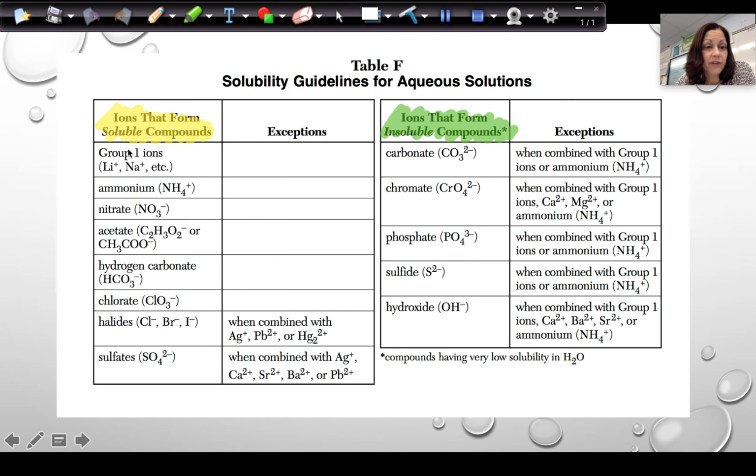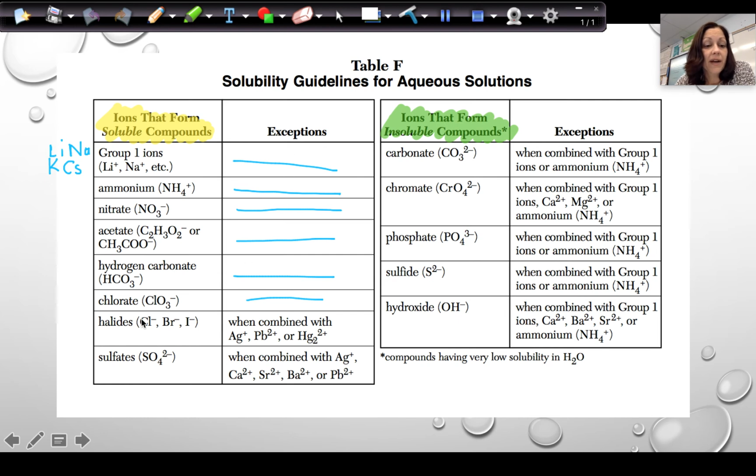So, for example, any ionic compound that has a group 1 ion, which would be Li, Na, K, Cs, any of those elements that are in group 1, if they start an ionic compound, they're soluble no matter what, because there are no exceptions here. Anything that starts with NH4 is soluble because there are no exceptions. Anything that ends in NO3, CH3COO, C2H3O2, HCO3, or ClO3 has no exceptions, so they're all soluble no matter what.